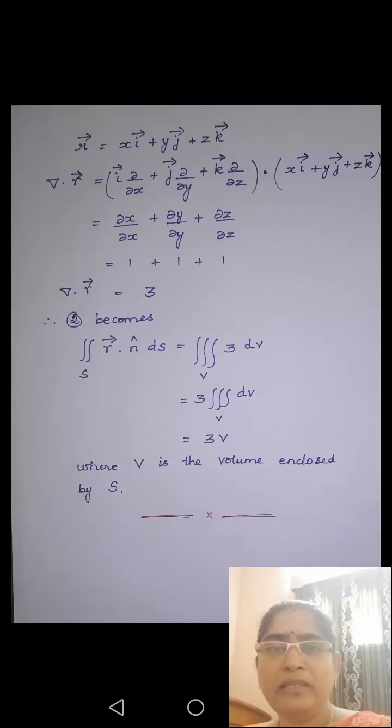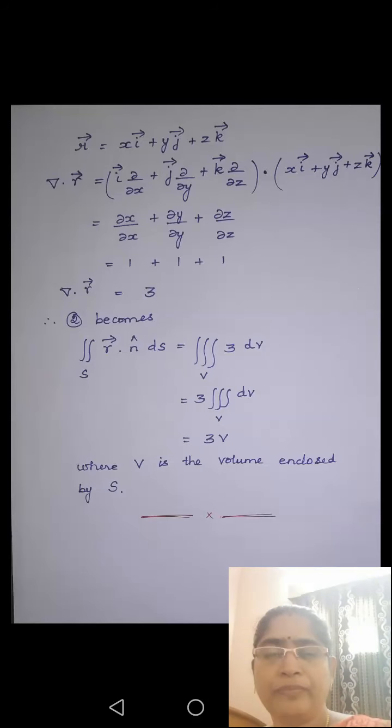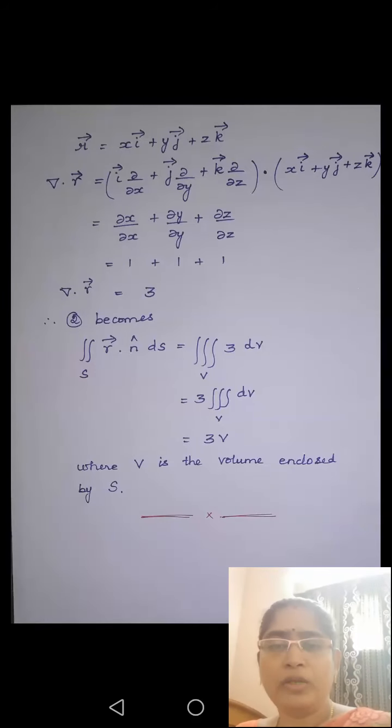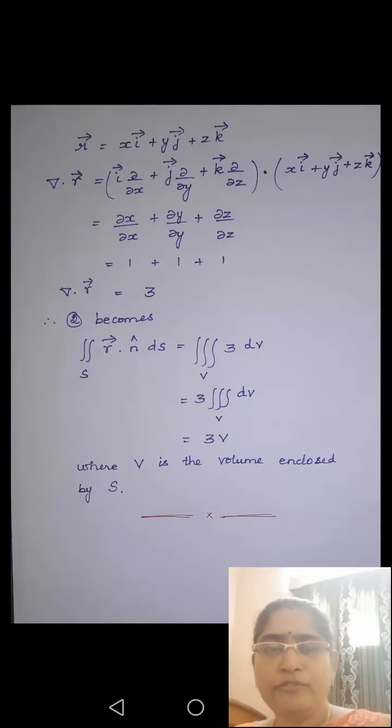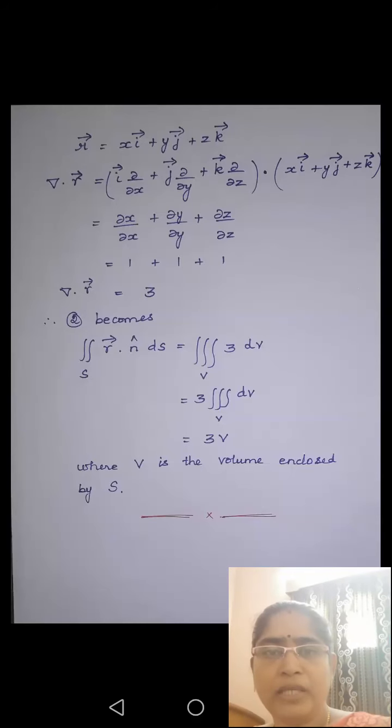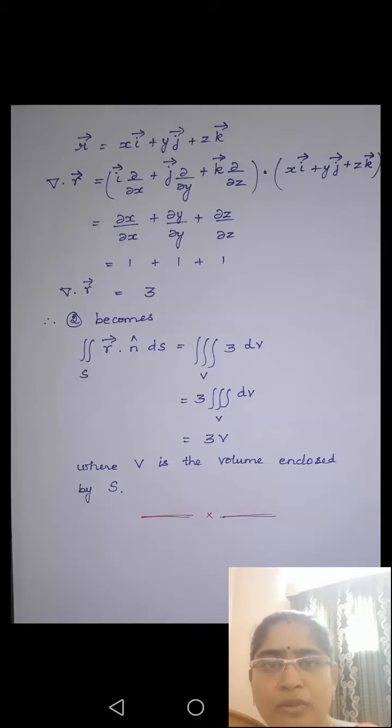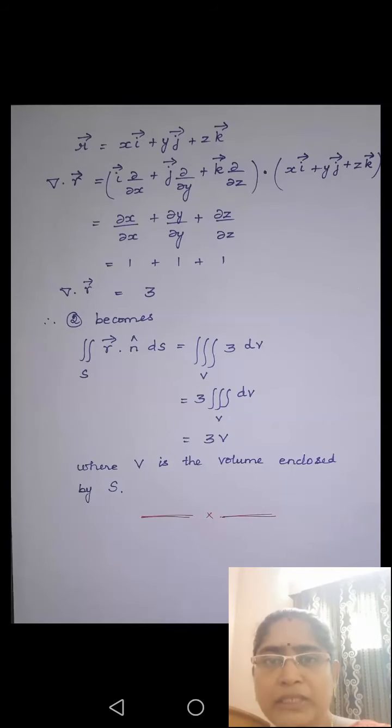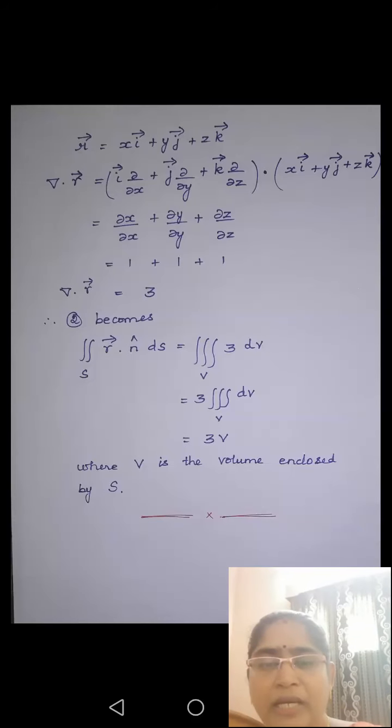Therefore, r vector is equal to x into i vector plus y into j vector plus z into k vector. Now we have to find out what is del dot r vector. Therefore, del dot r vector is equal to i vector into dou by dou x plus j vector into dou by dou y plus k vector into dou by dou z dot x into i vector plus y into j vector plus z into k vector.